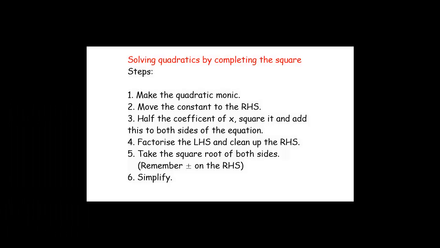This is a quick summary of how to solve quadratics by completing the square. Firstly, make the quadratic monic. Next, move the constant to the right hand side. Then halve the coefficient of x, square it and add this to both sides of the equation. Factorize the left hand side, it'll be a perfect square, and clean up the right hand side.